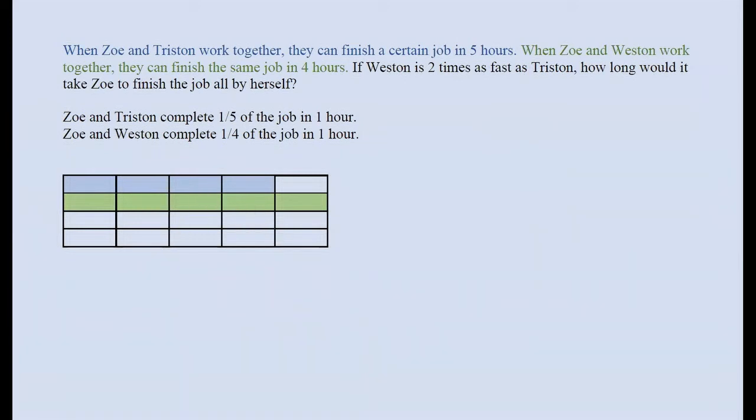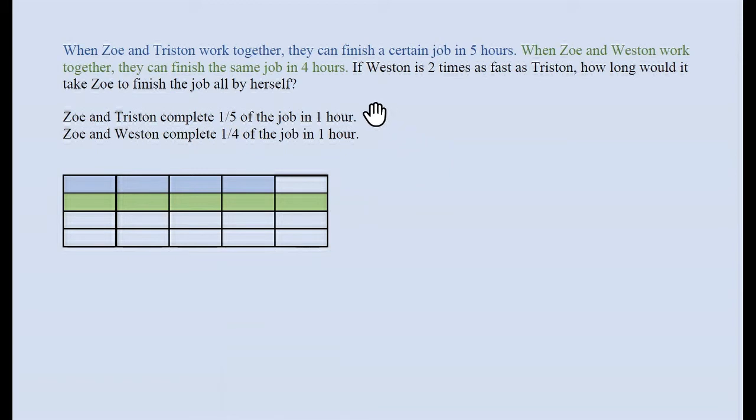Okay, so based on our previous discussion, we can conclude that Zoe and Triston can complete one-fifth of the job. That is, the 4 blue cells, 4 out of 20. 5 times 4 is 20. There are 20 cells. 20 cells represent the entire job. And Zoe and Weston can complete 1/4 of the job in 1 hour, which is basically 5 cells. Now, we are really interested in finding out how much time Zoe would take to finish the job. If we knew how much she can finish in 1 hour, we could easily answer our question.